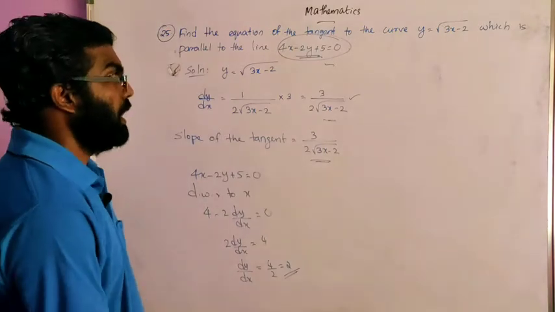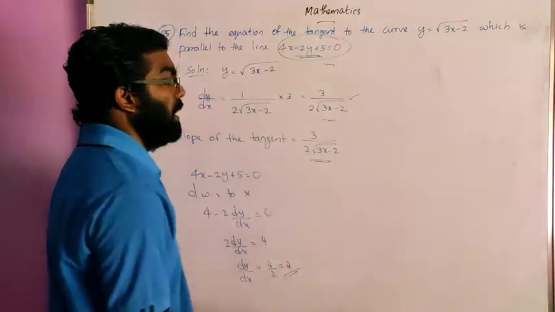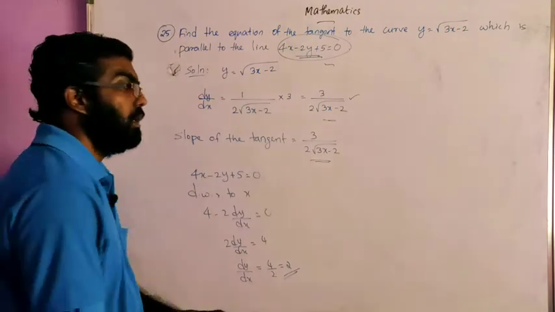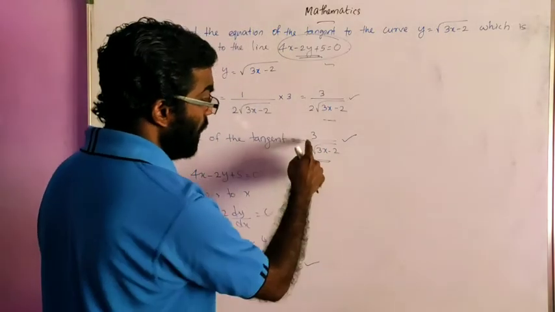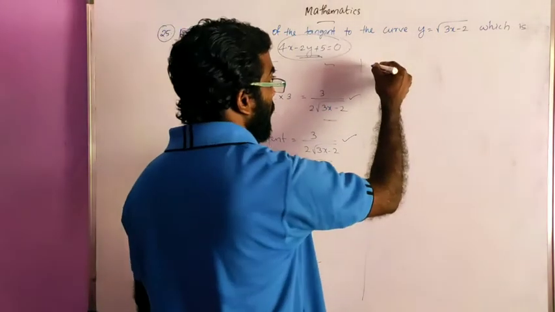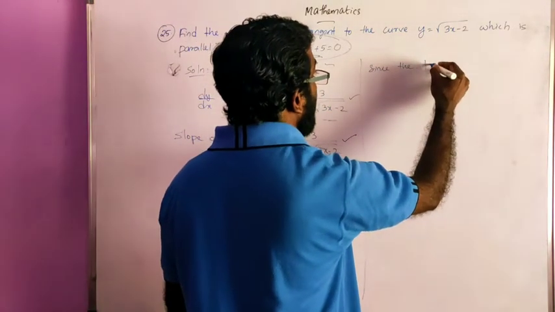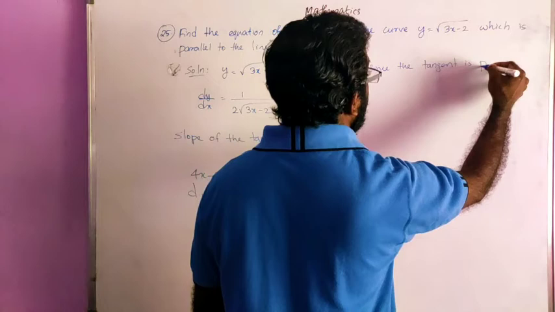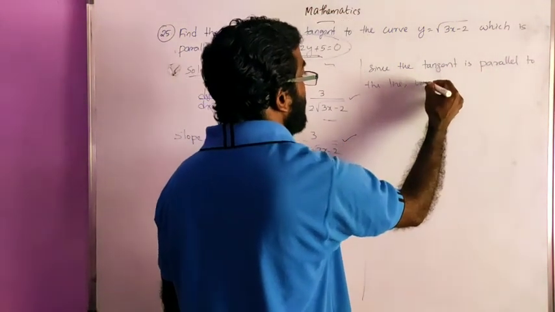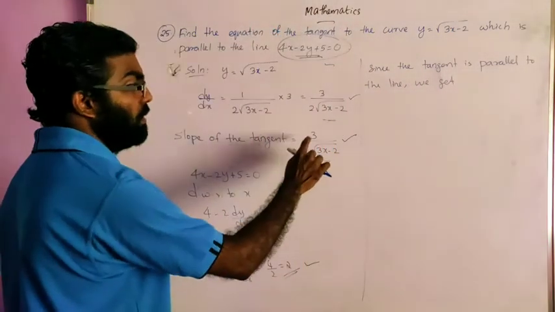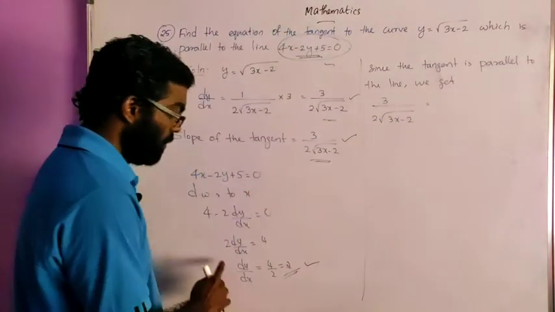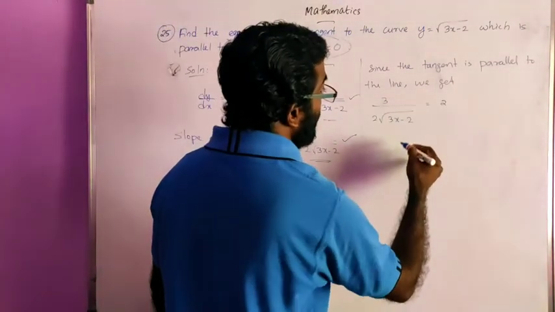And it is given that the tangent is parallel to this line. Okay, tangent is parallel to the line. That means the slopes are equal. So we can equate these two values. 3 by 2 root of 3x minus 2 will be equal to 2. So since the tangent is parallel to the line, we get slope of the tangent, 3 divided by 2 root of 3x minus 2, will be equal to slope of the line, 2. Here we can cross multiply.